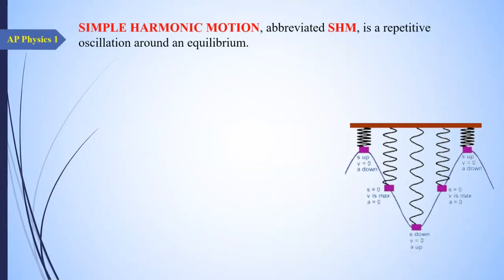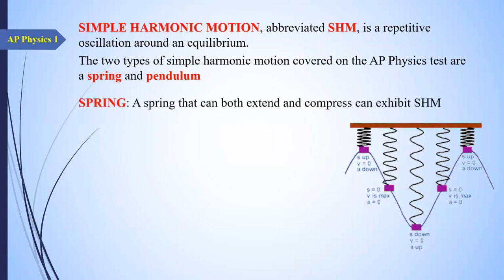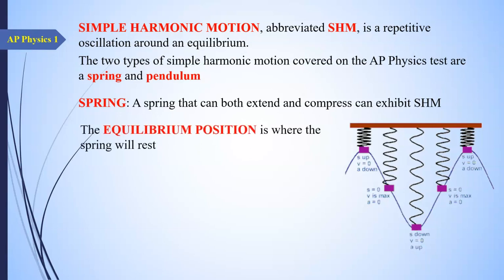Simple harmonic motion, abbreviated SHM, is a repetitive oscillation around an equilibrium. The two types of simple harmonic motion covered on the AP Physics test are a spring and a pendulum. A spring can both extend and compress. A spring that can both extend and compress can exhibit simple harmonic motion. The equilibrium position is where the spring will rest. So if you just let it go, wherever it settles, that's the equilibrium.